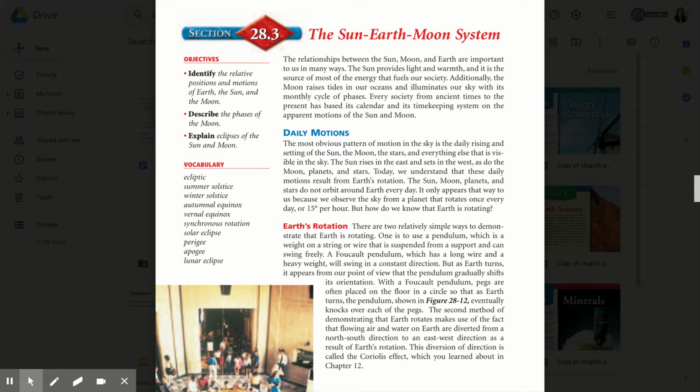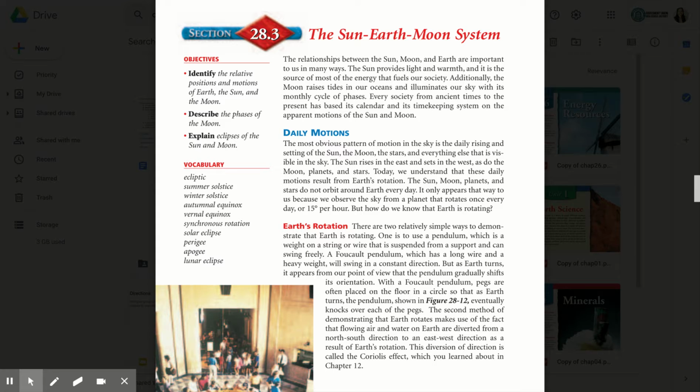Every society, from ancient times to the present, has based its calendar and its timekeeping system on the apparent motions of the Sun and Moon. Daily motions. The most obvious pattern of motion in the sky is the daily rising and setting of the Sun and Moon and stars and everything else that is visible in the sky. The Sun rises in the east and sets in the west. So do the Moon, planets, and stars.